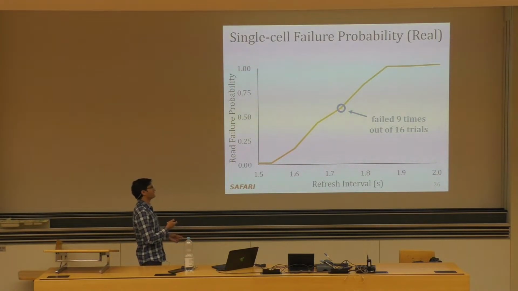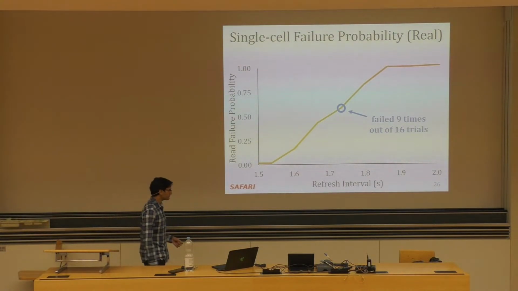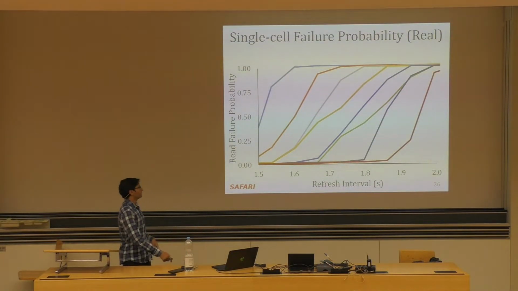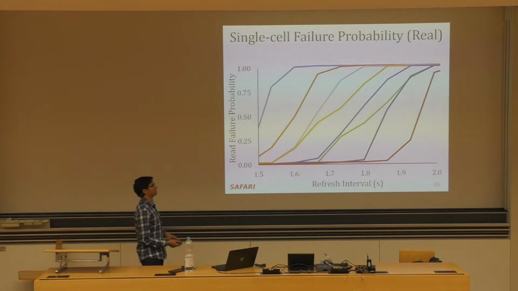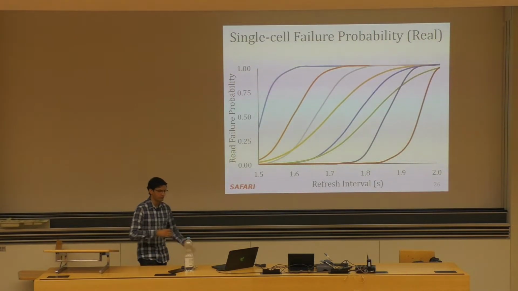So here it failed 9 times out of 16, and so the probability of failure is just slightly over 50%. And so here now I show 8 different cells from the same device. And it's a little easier to think about it if I apply their normal distribution fits, right? So I go ahead and do that. And so now we have these cells that show failure probabilities over different refresh intervals, right?